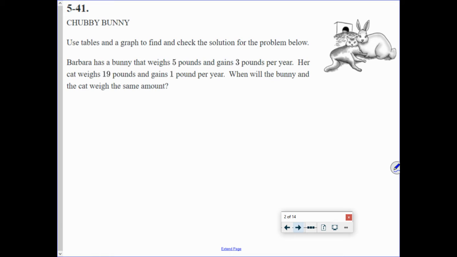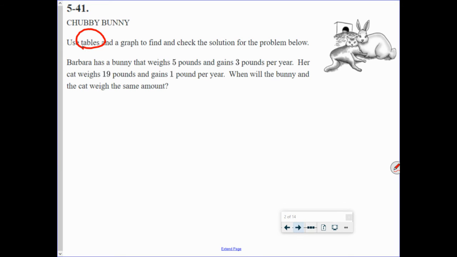Use tables and a graph to find and check the solution to the problem below. Chubby bunny. Barbara had a bunny that weighs 5 pounds and gains 3 pounds per year. Her cat weighs 19 pounds and gains 1 pound per year. When will the bunny and cat weigh the same amount? Now, that is the question. I need you to make tables.